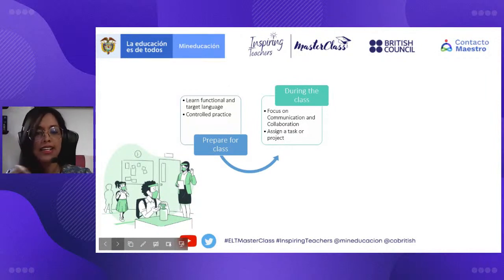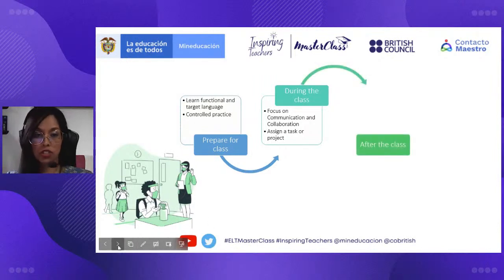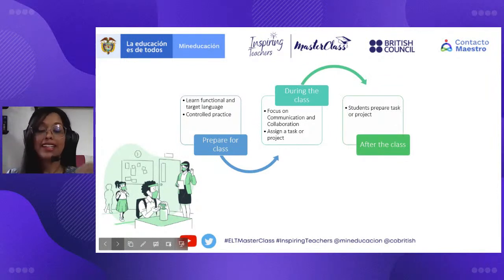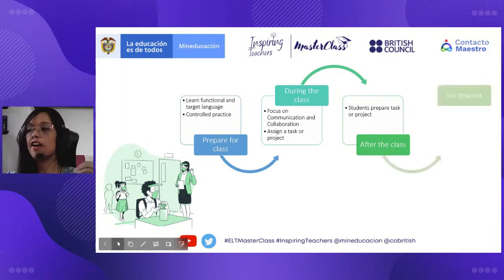We have some ideas in the student's guide. So you can use all of these different activities to assign one task or one project to our students. Now, after class, what do we expect our students to do? To start working on this task or project, to prepare it, and to have it ready for our next class, which is that going beyond.